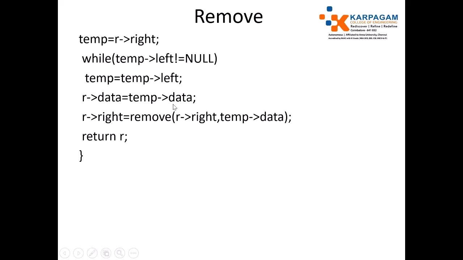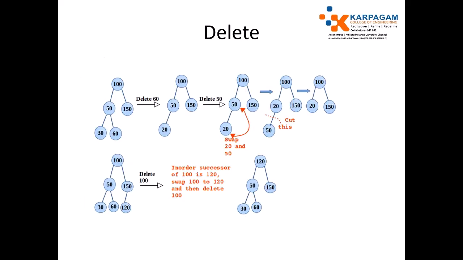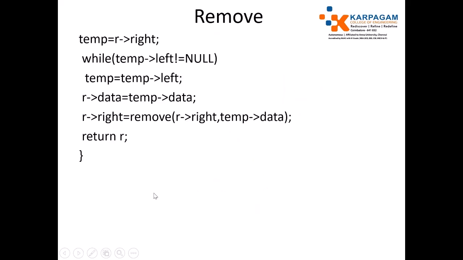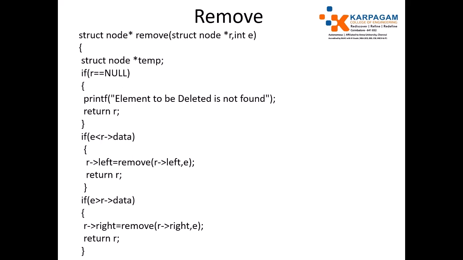So that 120 value is copied to the root node of data, and that data is available in the leaf node, no? That is removed by using the recursive call by passing root node of right comma temp of data. Temp of data is the element which is copied from the leftmost end. Okay, so in this way I can copy the in-order successor by using the while loop. Finally return the root node address. So deleting an element is a little bit tricky when compared to the other operations.